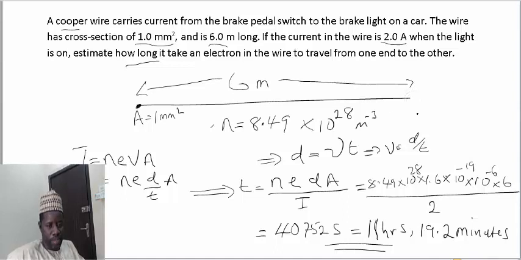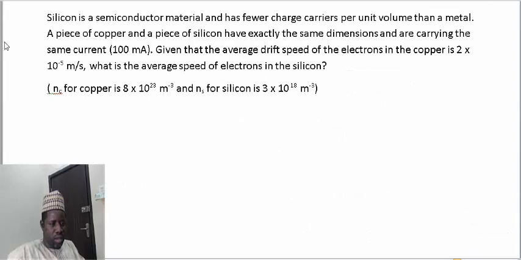What is the implication of this answer? We are coming. Let's attempt additional questions. Here is another question involving charge carrier density, current, and length, some dimension of the conductor.